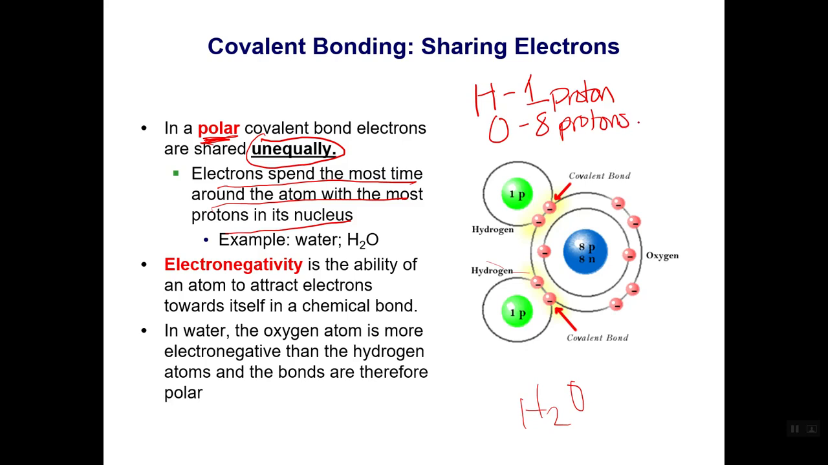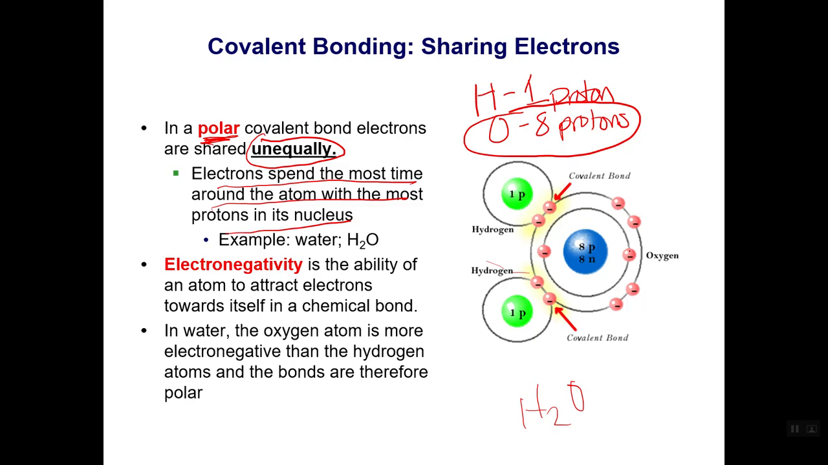So which one has more positive charges? Hydrogen or oxygen? If you said oxygen, then you're correct. It has 8 protons and therefore 8 positive charges. Now, what are negative charges, such as electrons, attracted to? They're attracted to positive charges.